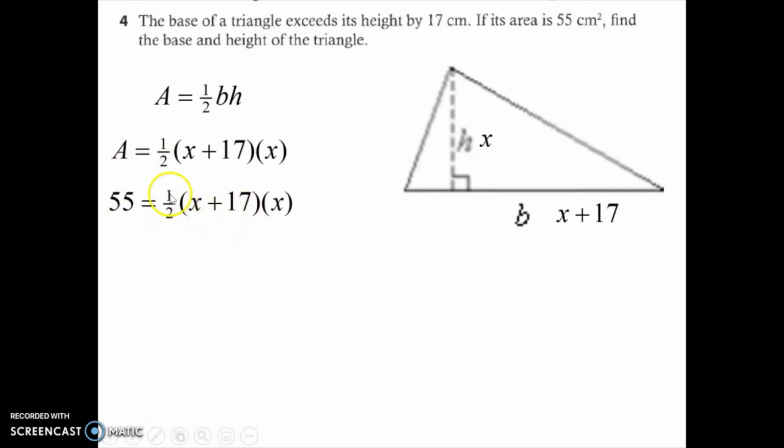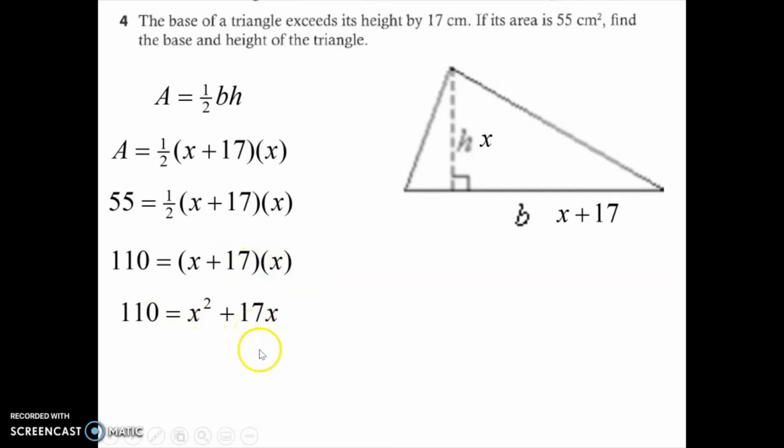One thing I suggest often is when you have a fraction, why don't you get rid of it? To get rid of this half, you can multiply this whole side by 2 and it'll cancel that. But then we also have to multiply this by 2. So everything has been multiplied by 2 like this. Now multiply these out to get x squared plus 17x. Move the 110 over because we need 0.